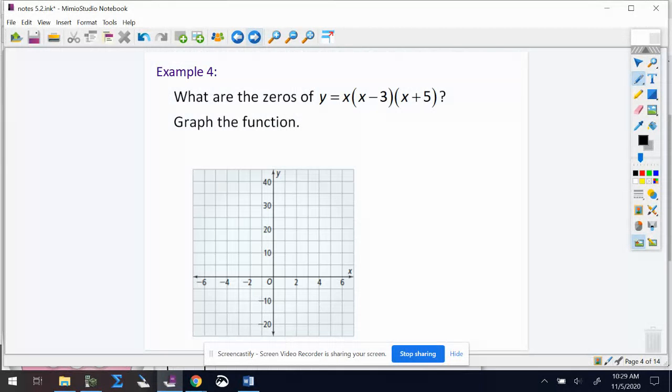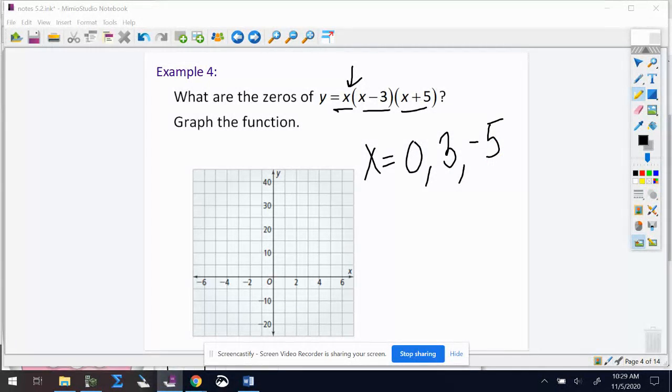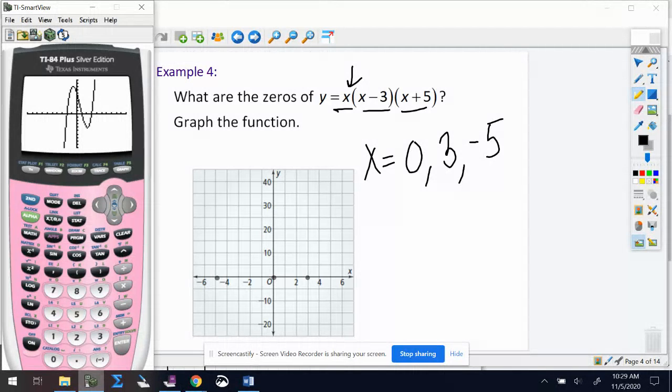I have 3 factors of x, which means I'm going to have 3 zeros or 3 roots. 0 makes the first factor equal to 0. 3 makes the second one equal to 0, and -5. So on my graph, I'm going to go 0, so it's right at the origin, 3, -5. And then to fill it in, I can go to my calculator, and I can type in this entire equation. So x minus 3, x plus 5, hit graph.